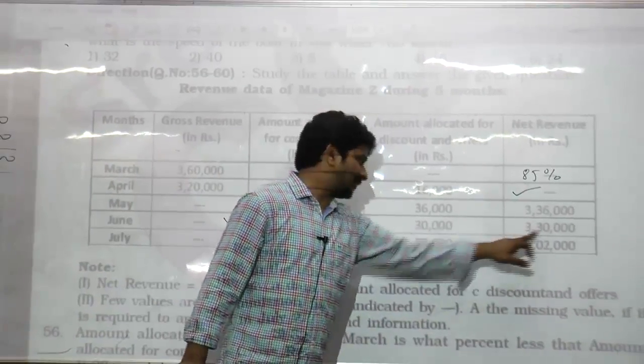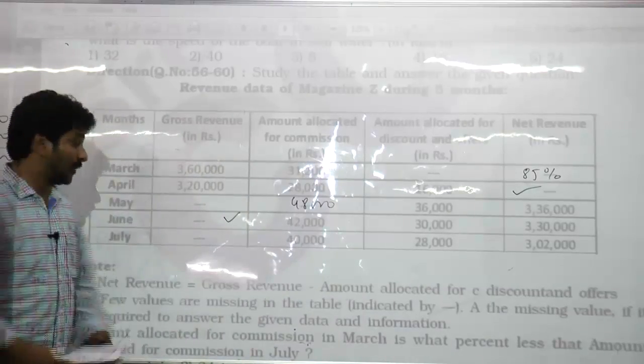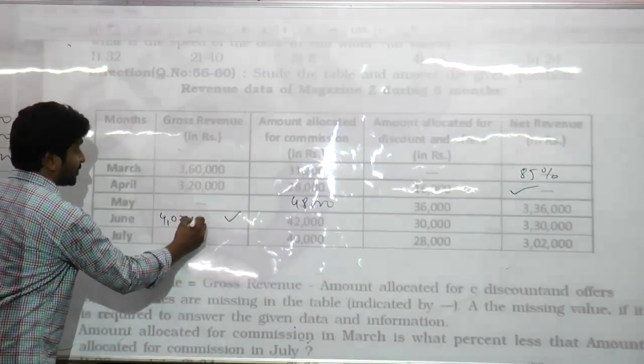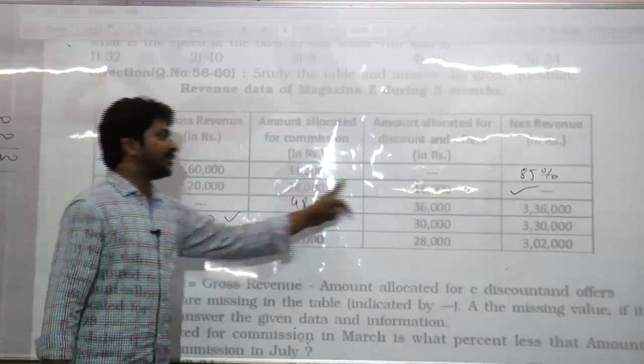3 lakh, keep it aside. 30,000, 30,000, 60,000, 60,000 plus 42,000, 1 lakh 2,000. Total it is 4 lakh 2,000. How will you get this number? Subtract these two from this.